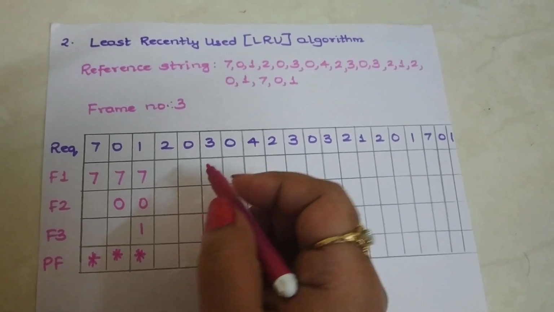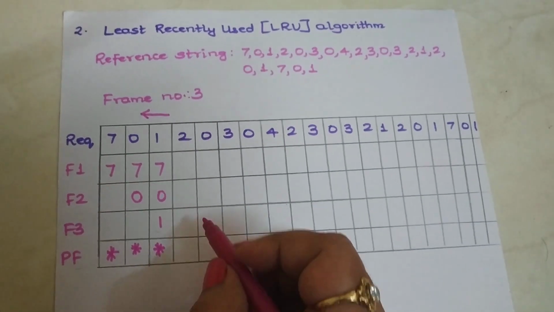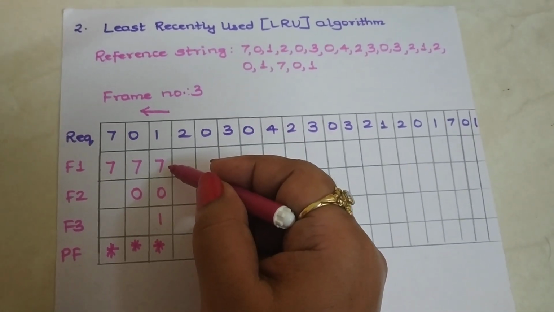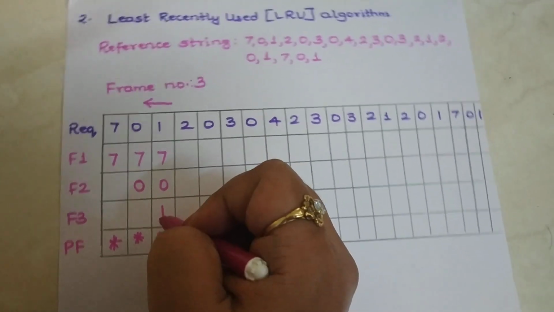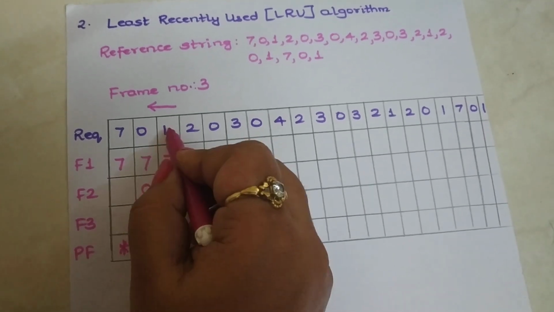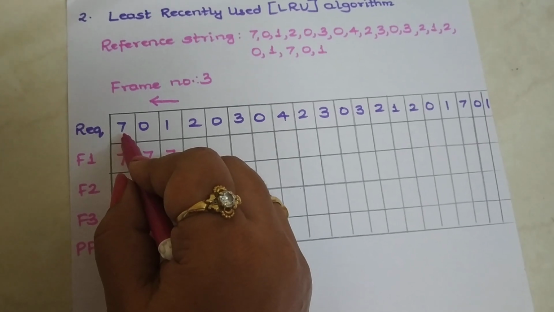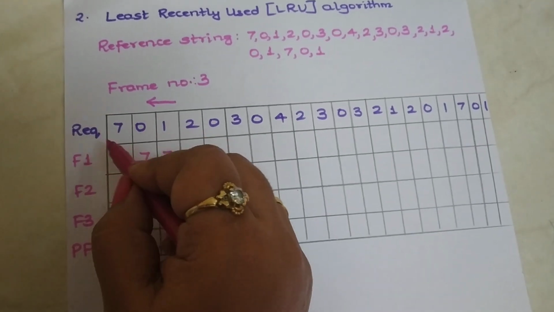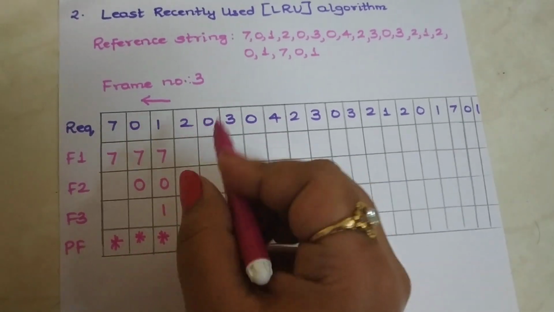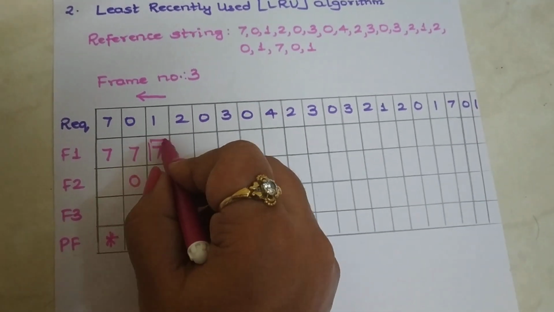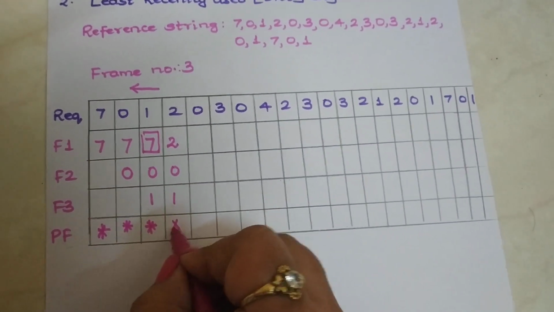In the least recently used algorithm, we go backwards and check which was least recently used. We check the contents of the frames, that is 7, 0, 1. Now here this is the string. Out of 7, 0, 1, which was least recently used? 1 was most recently used, which means that page number 7 was least recently used. So page 7 will be replaced by 2. So 2, 0, 1, and that is a page fault.